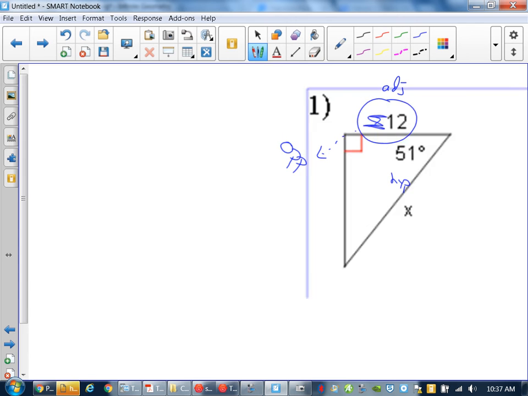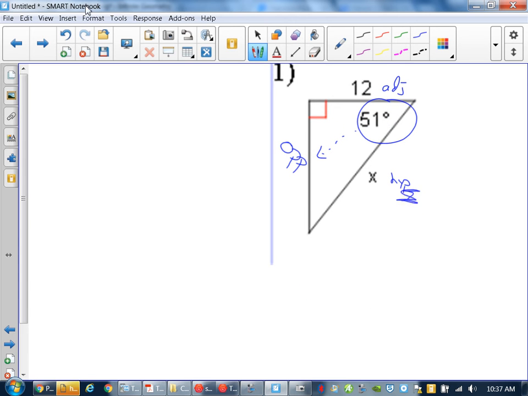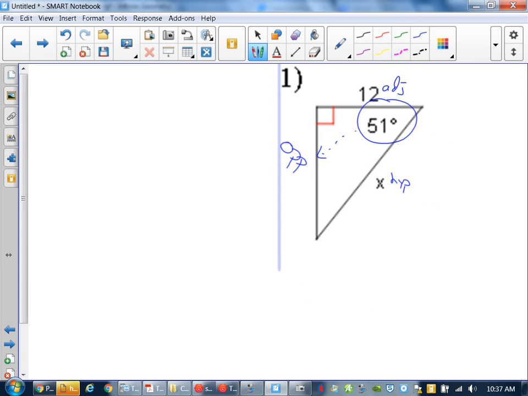Okay. So basically, another way to think of it is, if you have an angle, you're not using inverse. If you don't have an angle, you're using inverse. Self-explanatory. We said this was cosine, so I'm going to write it out. Cosine of 51 is 12 over x.